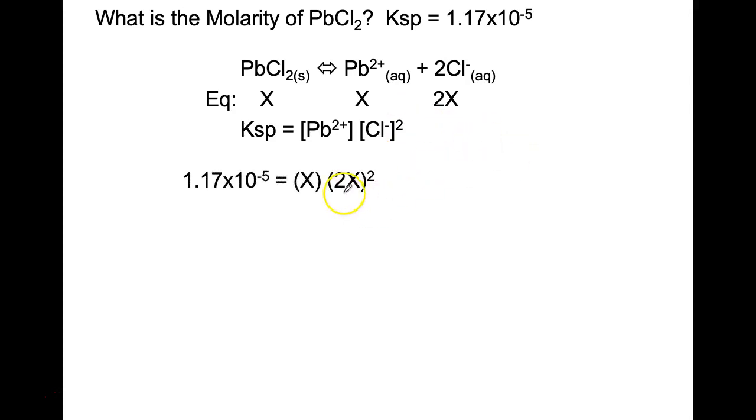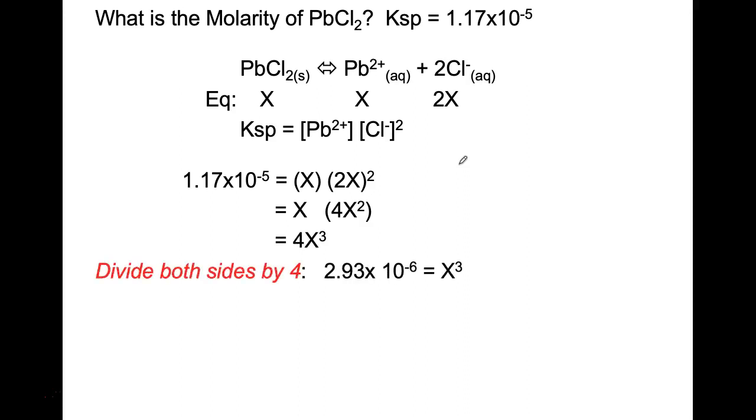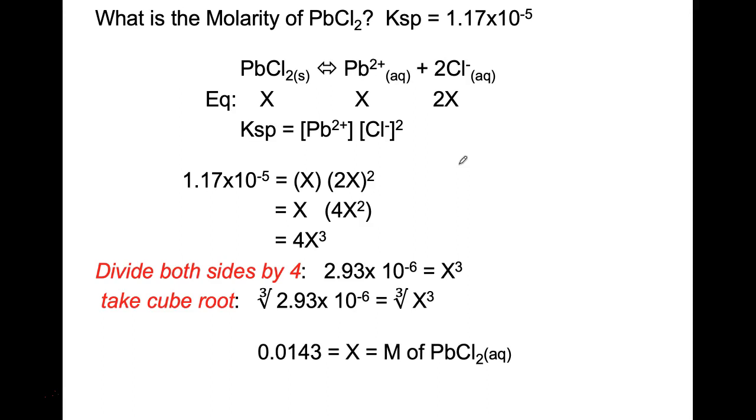Then when I replace 2x for the chloride and x for the lead, you notice that it's 2x squared. So I have to square this first before I multiply it by x. So 2x squared is 4x squared, and 4x squared times x is 4x cubed. So now I want to solve it for x. So I'm going to wind up dividing both sides by 4, and that'll give me 2.93 times 10 to the negative 6th equals x cubed. And then I take the cube root of that value. And so the cube root of that number is 0.0143. So that's the molarity of the lead chloride.